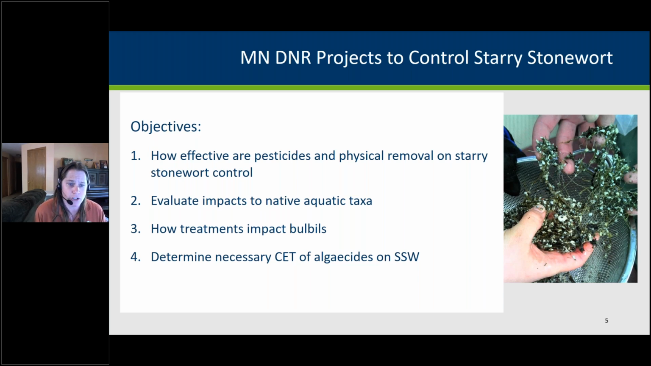We also did some monitoring of bulbils in the sediment pre and post copper treatments over a 2-year period as well. Again, I'm not going to touch on that study, but we didn't see any correlation between copper treatments and bulbils found in the sediment pre and post treatments. We also looked at concentration exposure time of algicides on starry stonewort by monitoring copper concentrations.